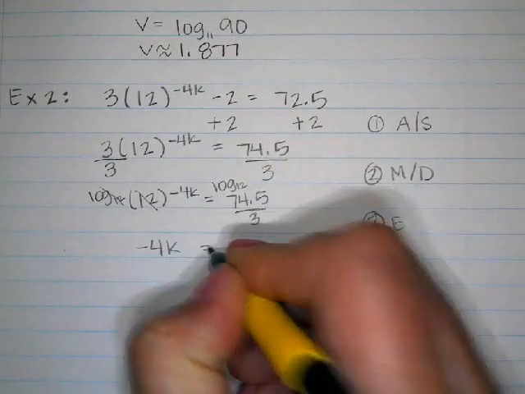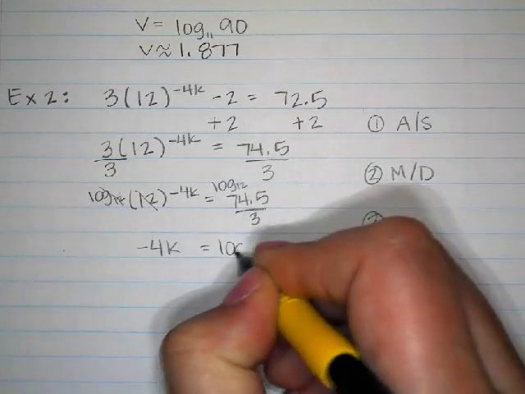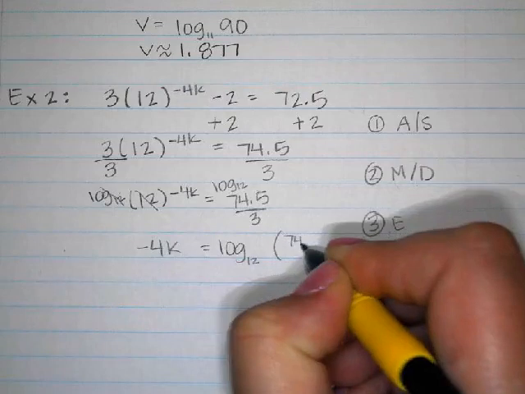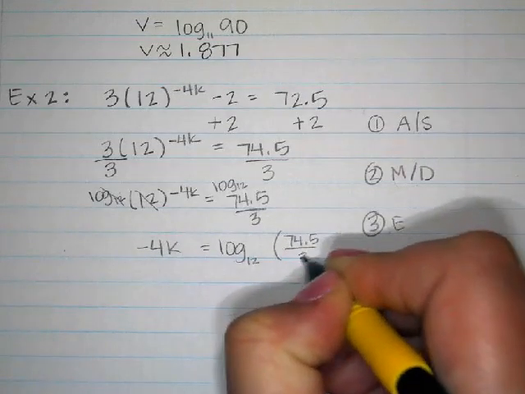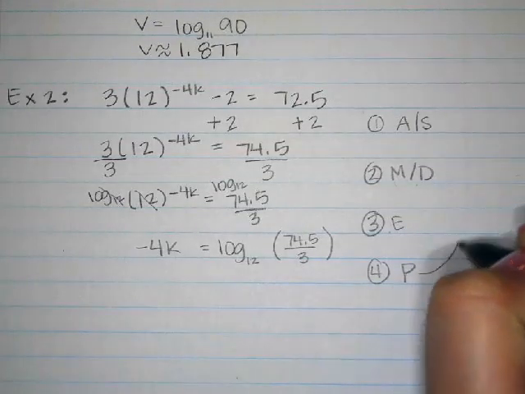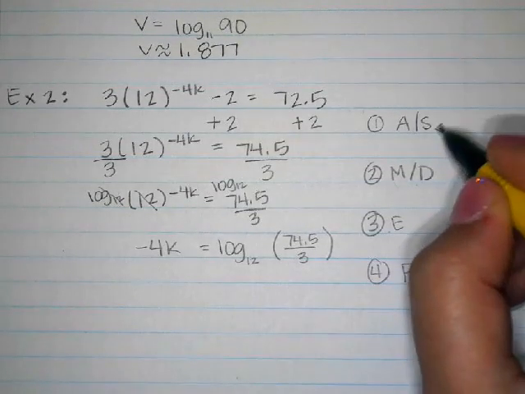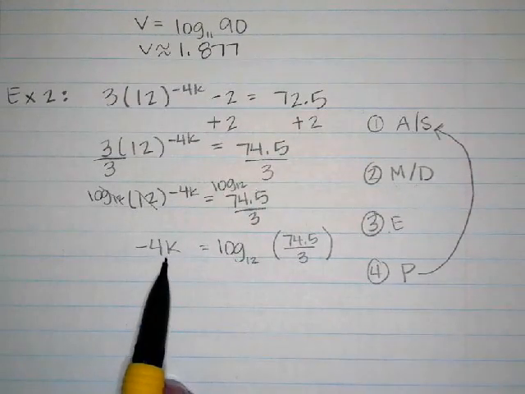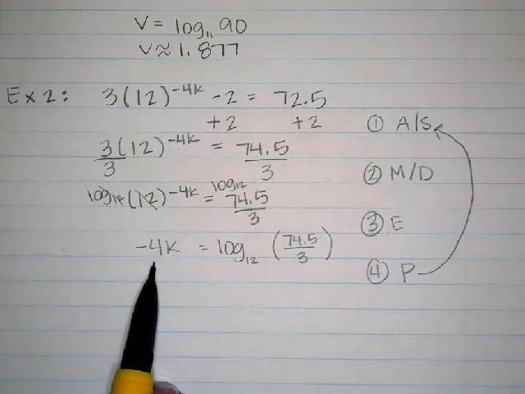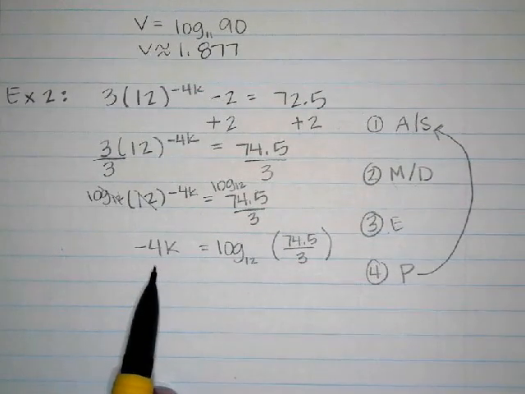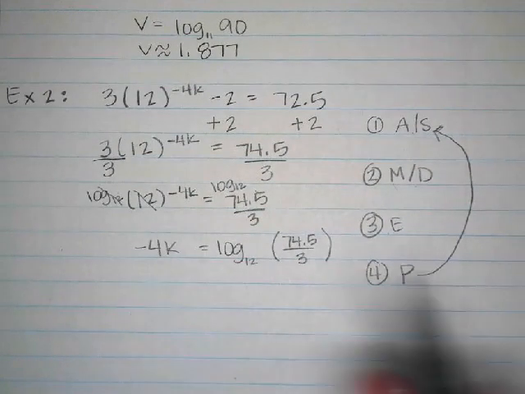So this equals log base 12 of this fraction, 74.5 over 3. Okay, and then what we do is we go back to the beginning because now we're taking the inside of the function and we're just doing whatever we can to get that variable alone. So what do you have to do to get the variable alone? Divide by negative 4.